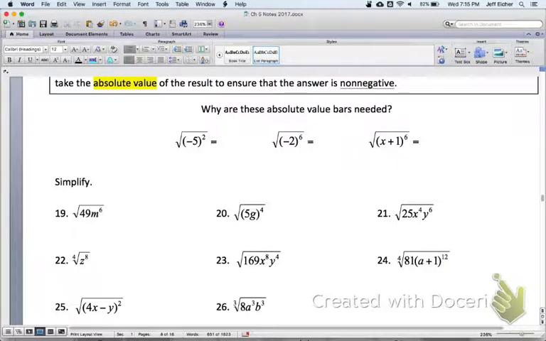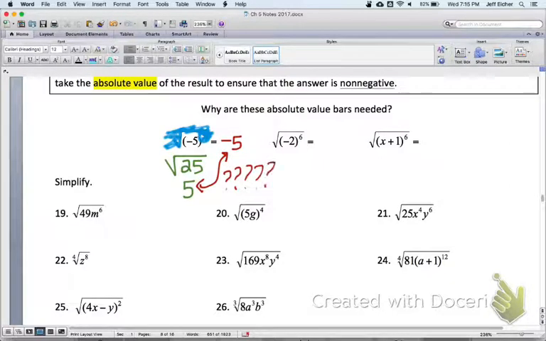Why are the absolute value bars needed? Well, let's say we evaluated this first one and said, oh, well, that's the same as the square root of 25. Negative 5 squared is 25. And the square root of 25 is 5. However, since the squared and the square root are inverses, they cancel each other, and we're left with a very suspicious negative 5. So which one is it? 5 or negative 5? I'm not really sure.